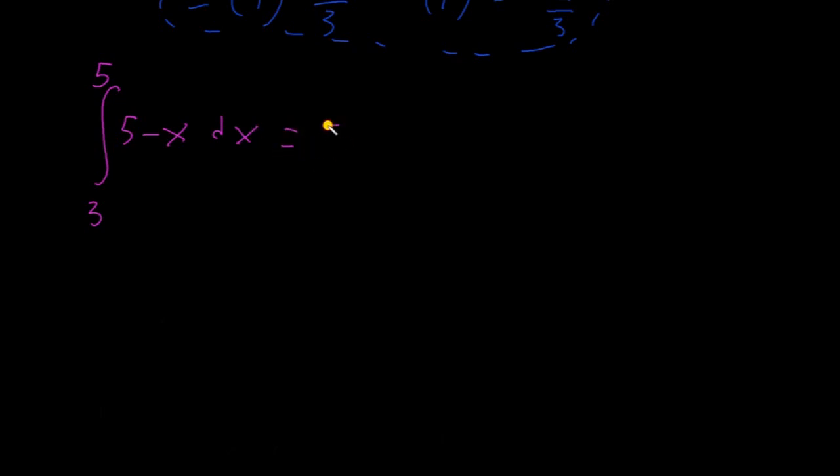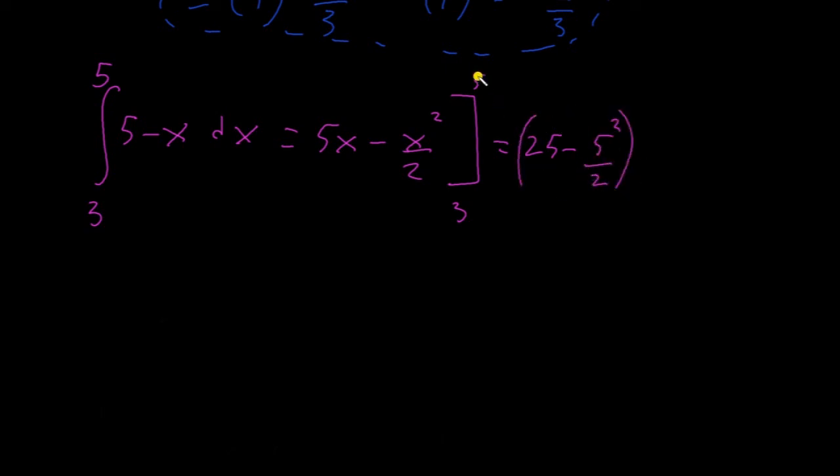This is a bit easier. It's 5x minus x squared over 2. Remember, we're increasing the power by 1 and dividing by that power. And we're going from 3 to 5. So this would be 5 times 5 is 25 minus 5 squared over 2. That's for when we plug in 5. And if we plug in 3, we'll get 15 minus 9 halves, like that. I'm just simplifying whatever I feel like. It's really up to you.